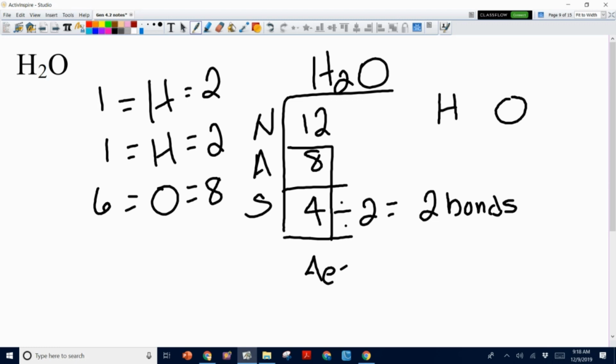We have 2 hydrogens, so we're going to space those out equally. We have 2 bonds, 1, 2. We have 4 electrons that we have to use. So we're going to start in the center and work our way out. This oxygen here sees 2 in that bond and 2 in that bond. So that's only 4. So we're going to have to make it have 8. In order to do that, we do 5, 6, 7, 8.